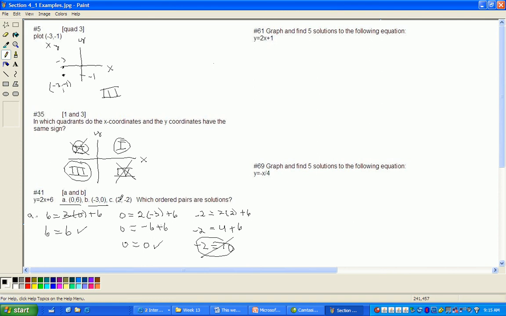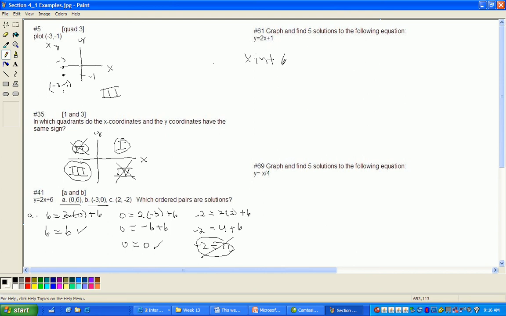Number 61, they want us to graph and find 5 solutions to the following equation. So the first thing I want to do when I graph is I want to solve for my x-intercept. I solve for my x-intercept, and I'll make a little note, by setting y equal to 0.